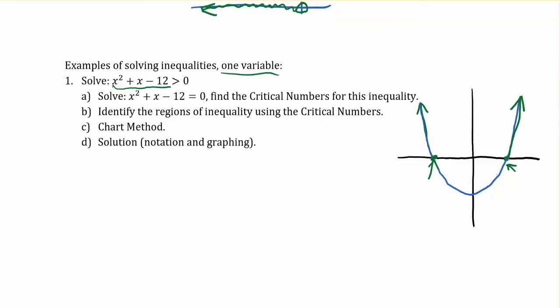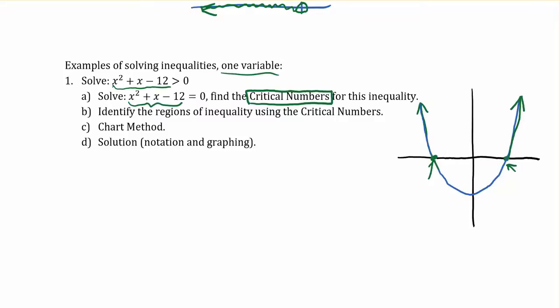So the way we're going to do that is you solve this function as if you were looking for where it is equal to 0, because we're looking for the x-intercepts. That's really it. Where it's equal to 0, those are called our critical numbers. They're just important numbers is really what critical numbers means. So let's do that first.